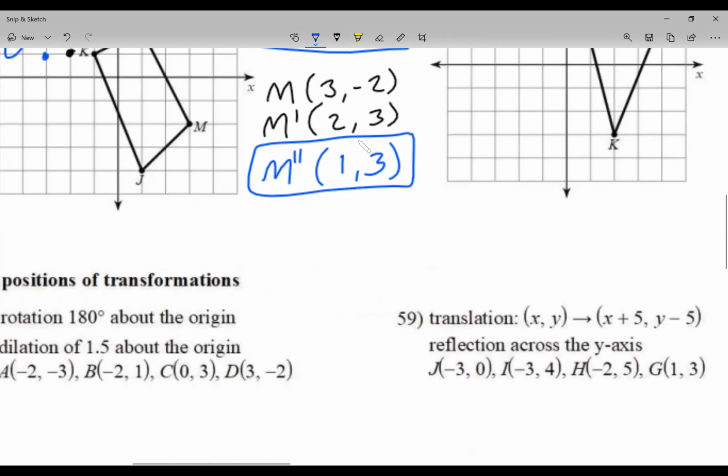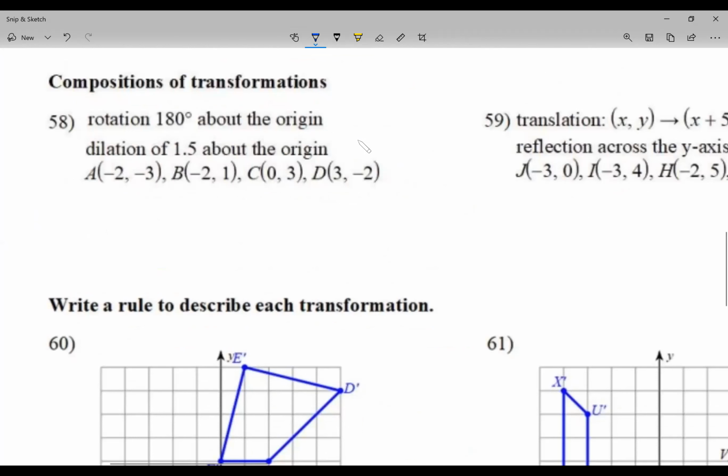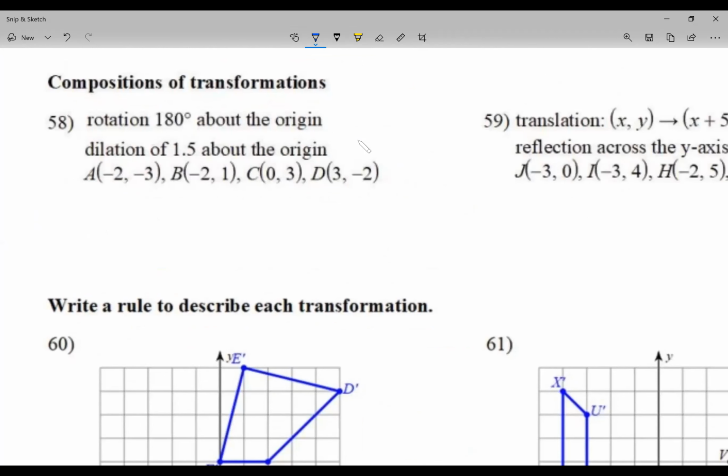But I'm also looking at question 58. This one has no graphs, right? 58, 59, no graphs, but it's still composition of transformations. There's 2 transformations here. There's 4 points. I give you the coordinates of the 4 points. So let's say I asked you, I want to know what's A double prime. Because I ask you for a double prime, I have to get A prime first, by doing the first transformation, and then I'm going to get A double prime.